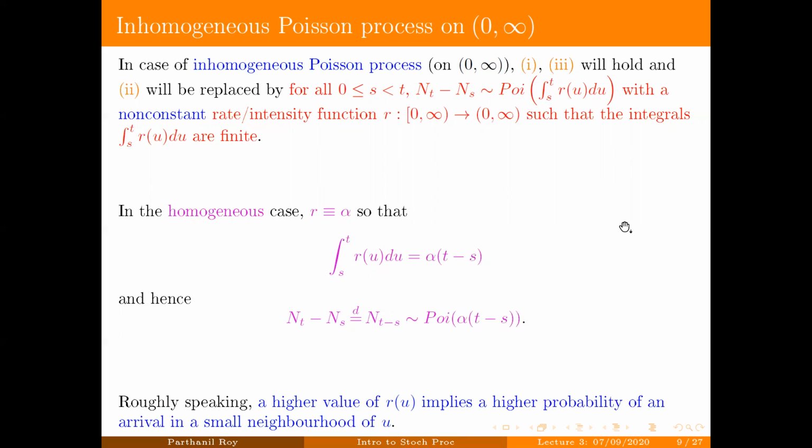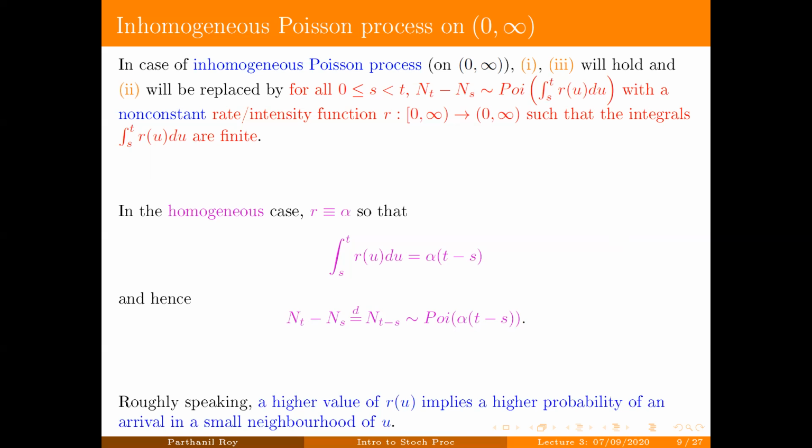Okay? So therefore, in the case of the salon example, r would be higher when we expect more customers to arrive, say between 10 to 11:30, or 10 to 12. On the other hand, r would be lower in the early morning, say 7 to 8:30. So that r will give you the probability, roughly speaking, of arrival. Okay, a higher r would imply higher probability of an arrival in a small interval around. Okay, so that's all I'm going to talk about inhomogeneous Poisson process.